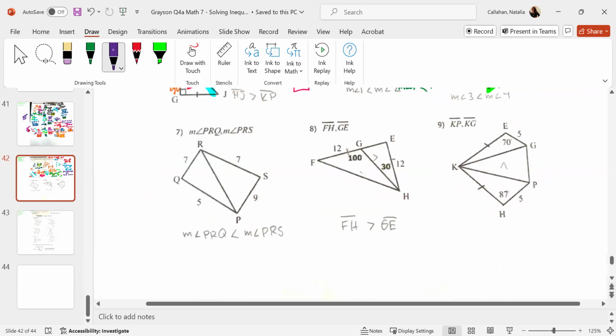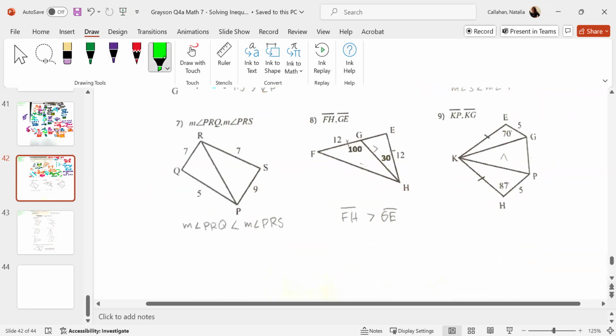Yeah. Number 7. So let's see what they're asking for. It says right here, PRQ. So that's an angle, right? So PRQ, that's this angle right there. Do you see that? Angle PRS, PRS, and that's this angle right there, right?